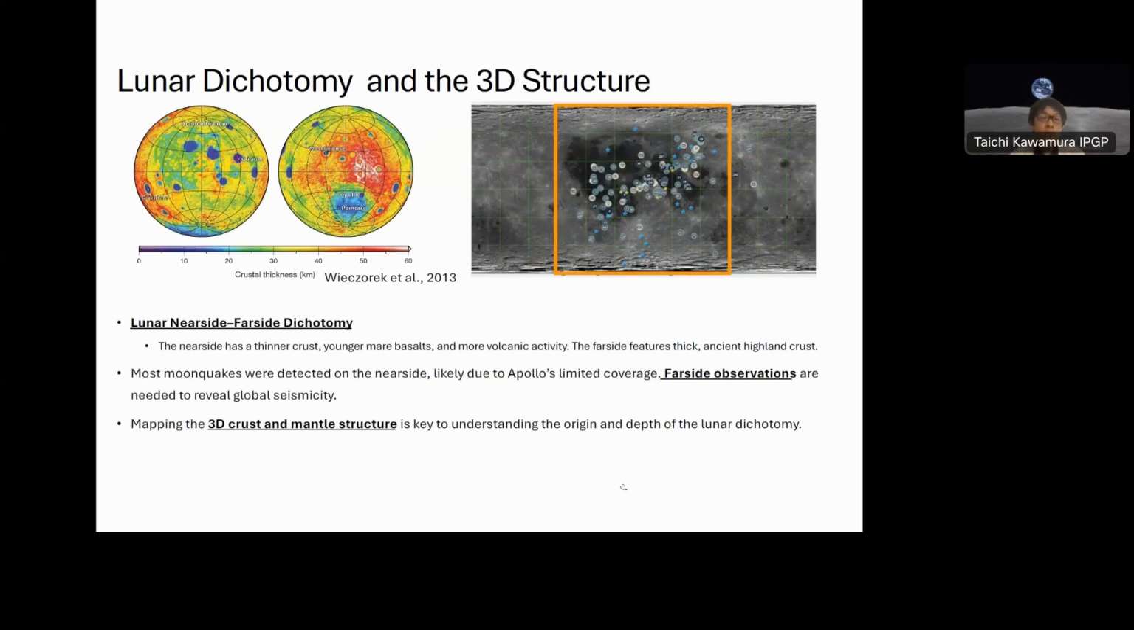I would say one of the key questions is that we have to understand the dichotomy of the Moon in depth. In other words, how deep the dichotomy of the Moon stems is a very important question we would like to address to better understand the origin and evolution of the Moon.